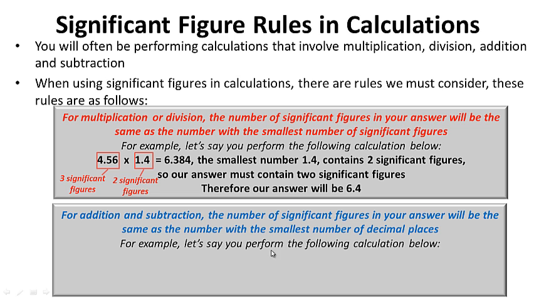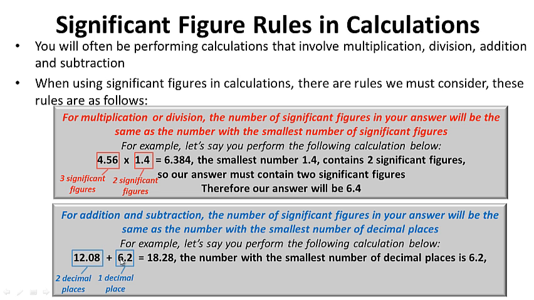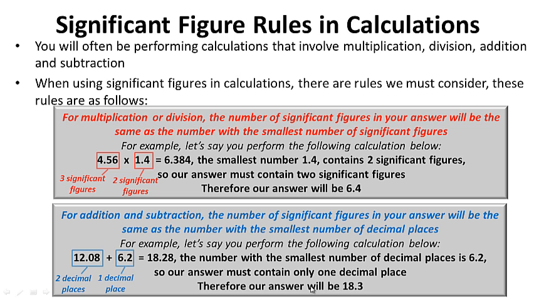So, for example, let's say you type the following calculation into your calculator. 12.08 plus 6.2 equals 18.28. Well, which one of these has the smallest number of decimal places? We've got 1 decimal place here, 2 decimal places here. Well, here we have 1 decimal place. So our answer must only have 1 decimal place. So the number with the smallest number of decimal places is 6.2. Therefore, our answer must contain only 1 decimal place. So therefore our answer will be 18.3. Notice 1 decimal place, 6.2 has only 1 decimal place.